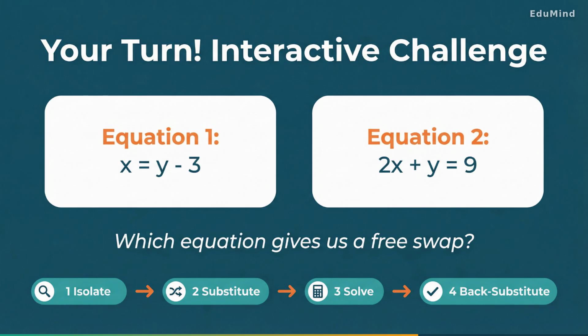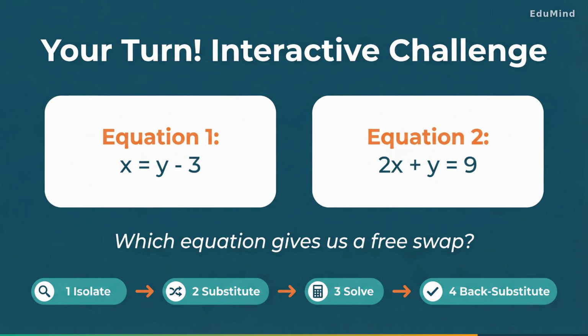Okay, EduMind scholars, I'm going to give you a new pair. I want you to tell me the first step. Don't solve it yet, just tell me what to swap. Here are the equations. Equation 1, x equals y minus 3. Equation 2, 2x plus y equals 9. Which equation gives us a free swap? That's right! Equation 1!